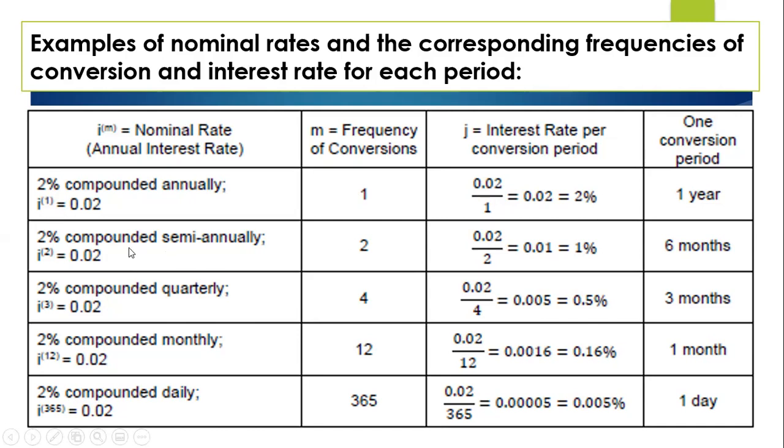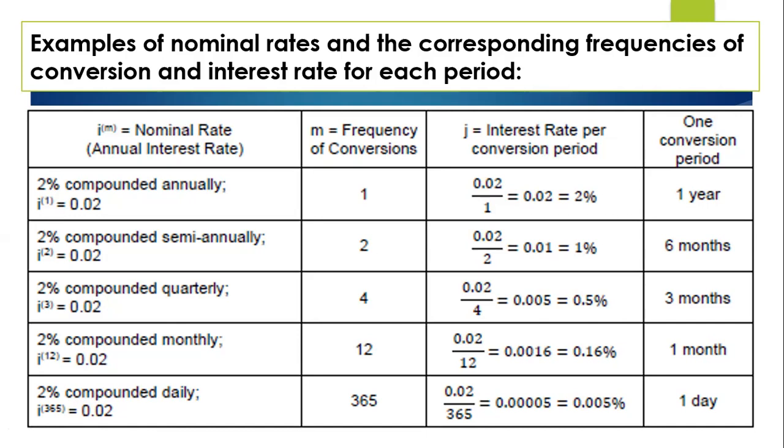Kapag compounded semi-annually, so one conversion period is 6 months. So hinati mo daw sa dalawa eh. So pag hinati mo ang isang taon sa dalawa, so every 6 months yon, no? Okay. So 2% is 0.02 over 2. That will be our J. 1% na yung J natin. Kapag naman compounded quarterly, hinati mo sa 4 yung isang taon. So every 3 months yon hanggang sa mabuo yung isang taon.